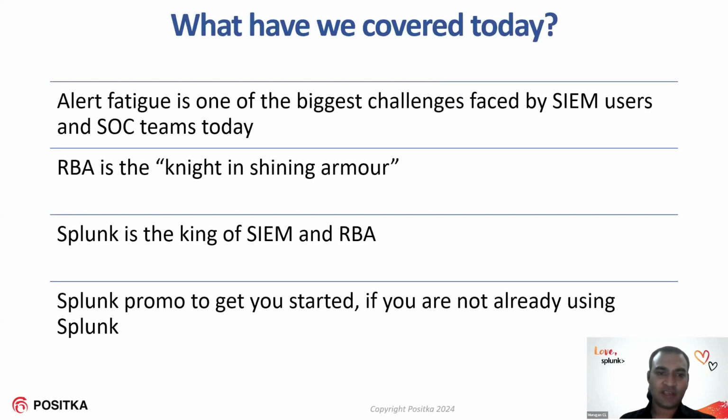So what have we covered today? We talked about alert fatigue, the most important challenge for SOC today, and how RBA is the knight in shining armor, how RBA comes to the rescue, how RBA can be implemented to alleviate that problem, and how Splunk differs from the other SIEMs when it comes to RBA. And then we also saw that promo. If you're not already using Splunk, please make use of that promo.